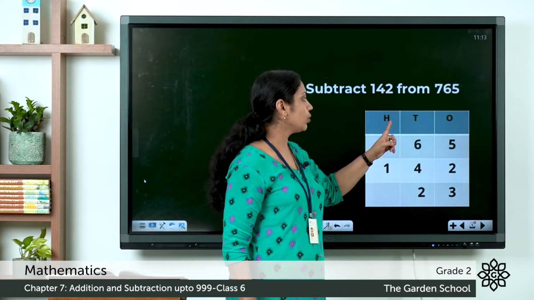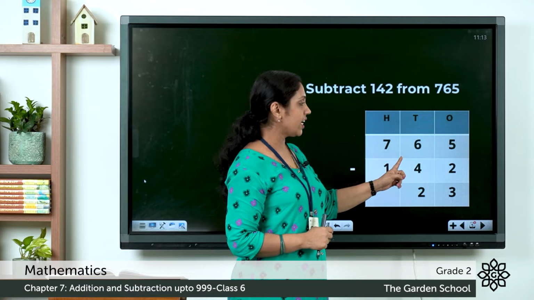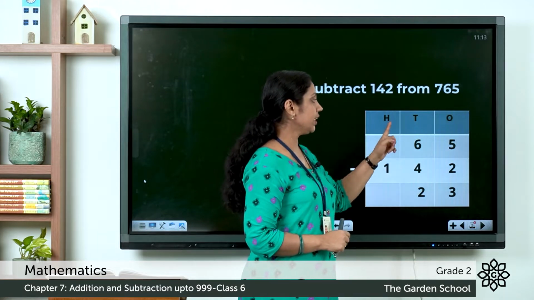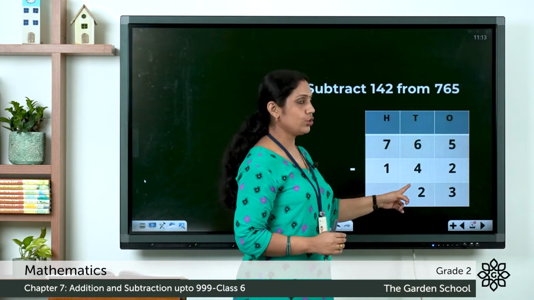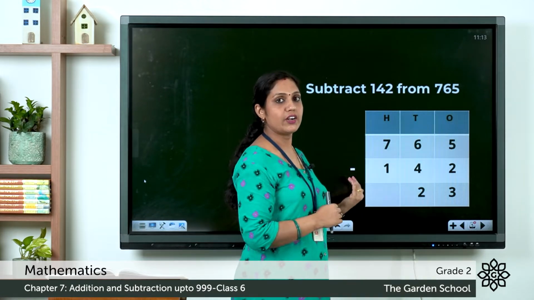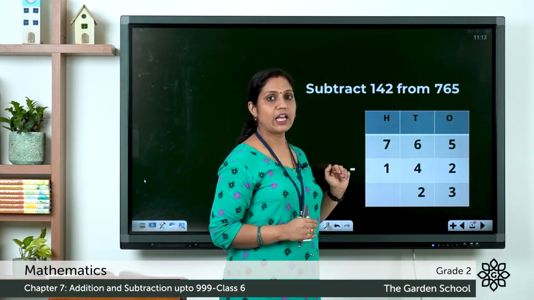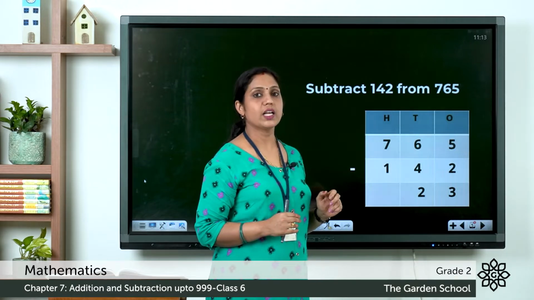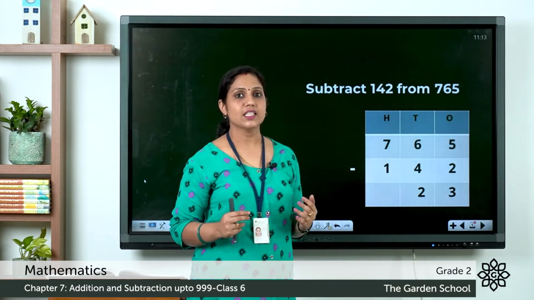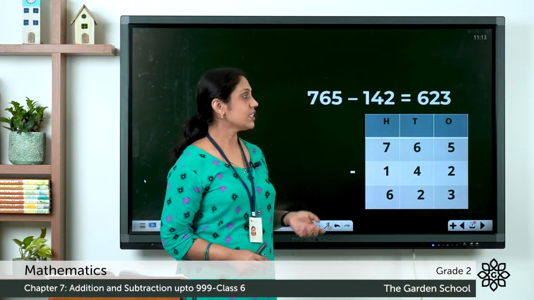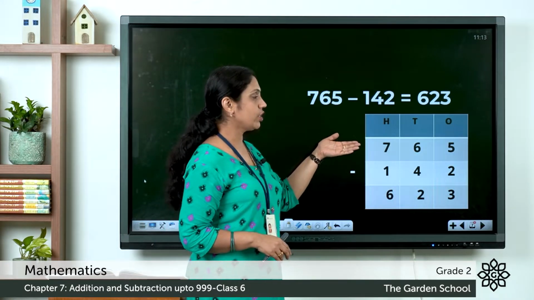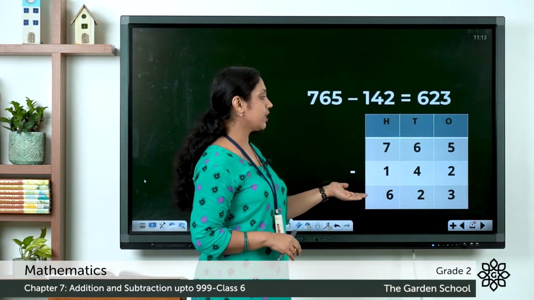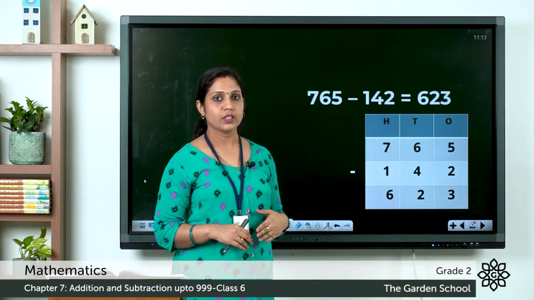Next, we have to move to the tens place. In the tens place, we have 6 minus 4. So 6 minus 4 is 2. Next, we have to move to the hundreds place. In the hundreds place, we have 7 minus 1 and 7 minus 1 is 6. So we get the answer 765 minus 142 is equal to 623.